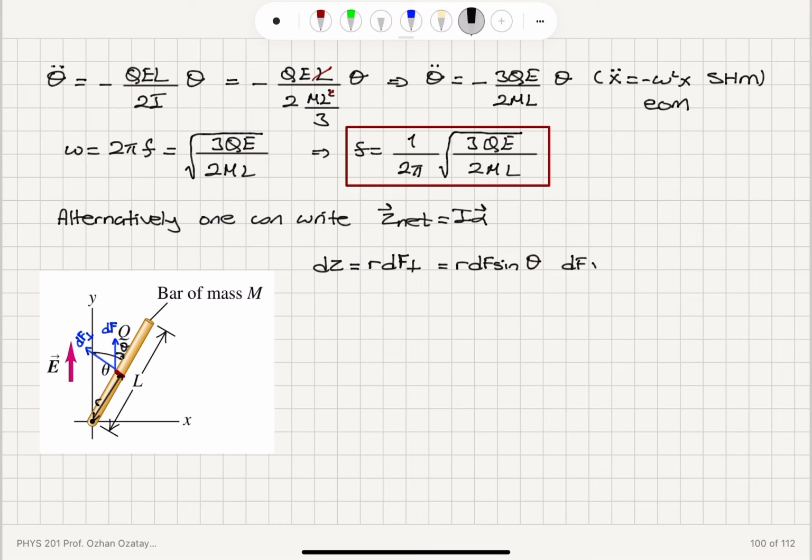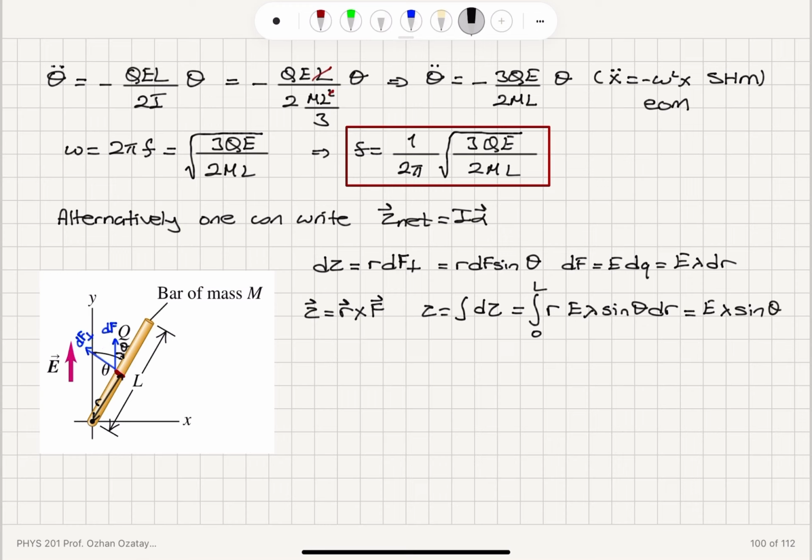And what is dF? It is the electric field E multiplied by dq, which is E times lambda dr. The torque is, by definition, r cross F. The net torque will be the integral of d tau, which is the integral from r equals 0 to r equals L of r, the perpendicular distance, times dF sine theta, so I write E lambda sine theta dr. This is going to give us E lambda sine theta L squared over 2, because the integral of r dr is r squared over 2, evaluated between 0 and L.